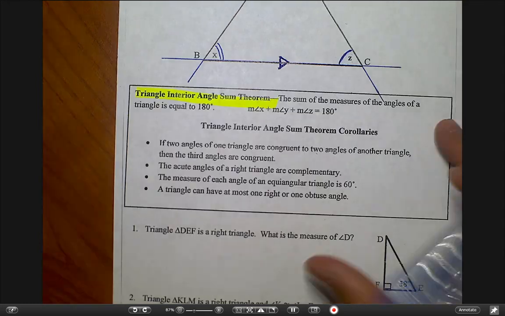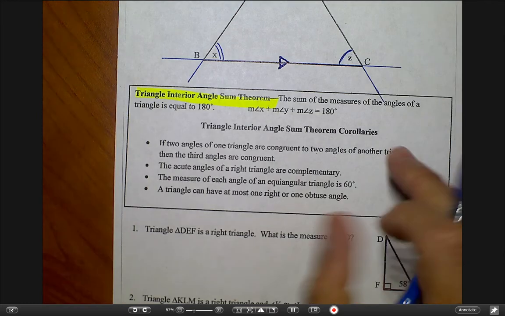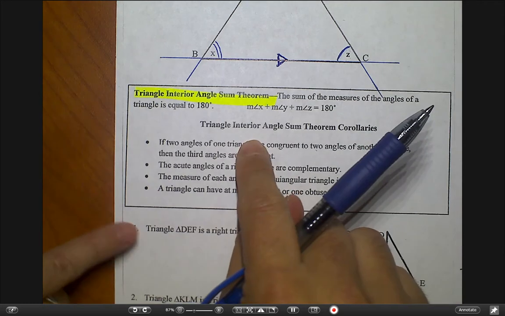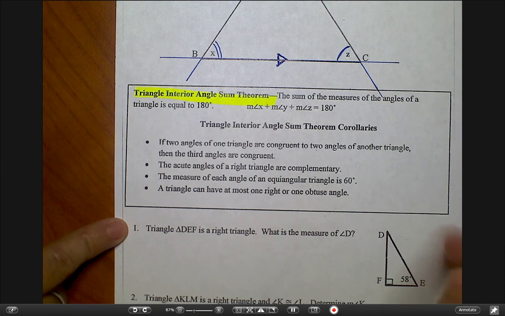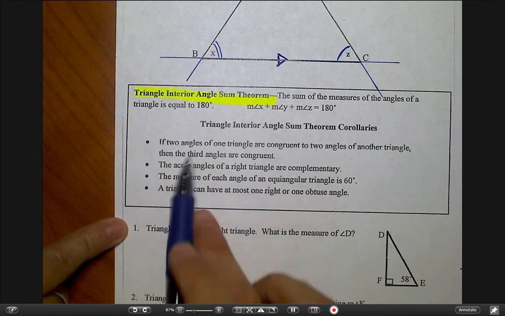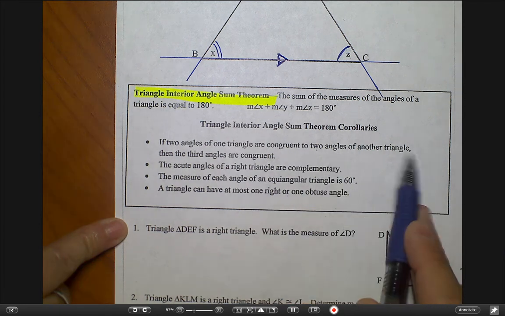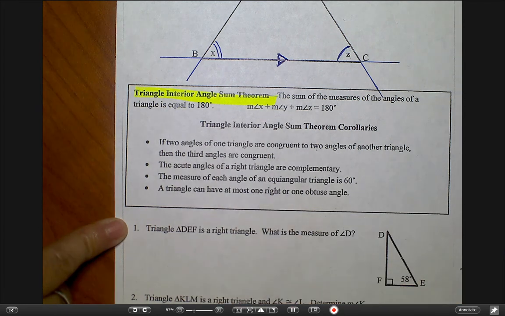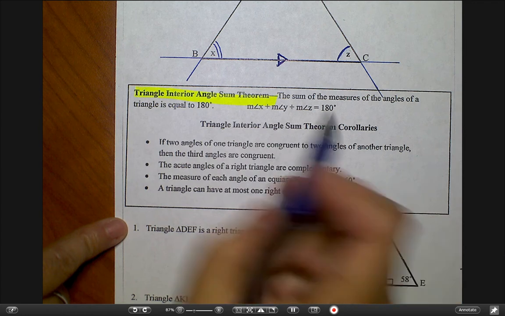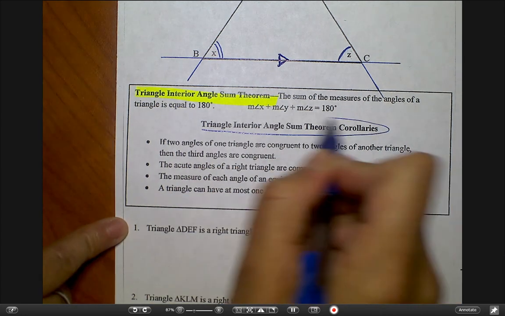Okay, so now the next thing I'm going to do is, if I'm going to have something on the outside, right here: if two angles of one triangle are congruent to two angles of another triangle, then the third are going to be congruent. So these are things that we can get just from using this.